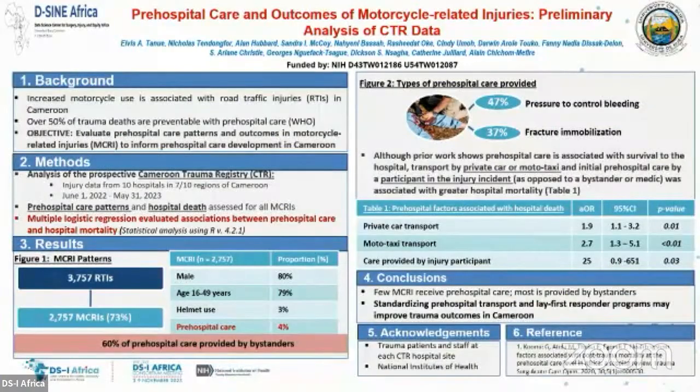As table 1 shows us, although prior work shows pre-hospital care is associated with survival to the hospital, transport by private car and motorcycles, and initial pre-hospital care being provided by persons that were involved in the injury scene, as opposed to those that were not involved in the injury scene, are factors that are actually associated with hospital mortality in this study.